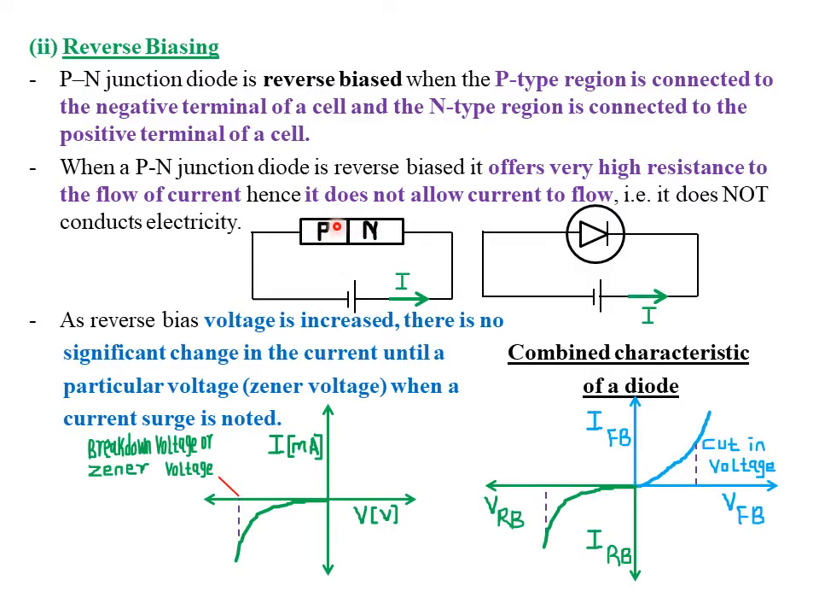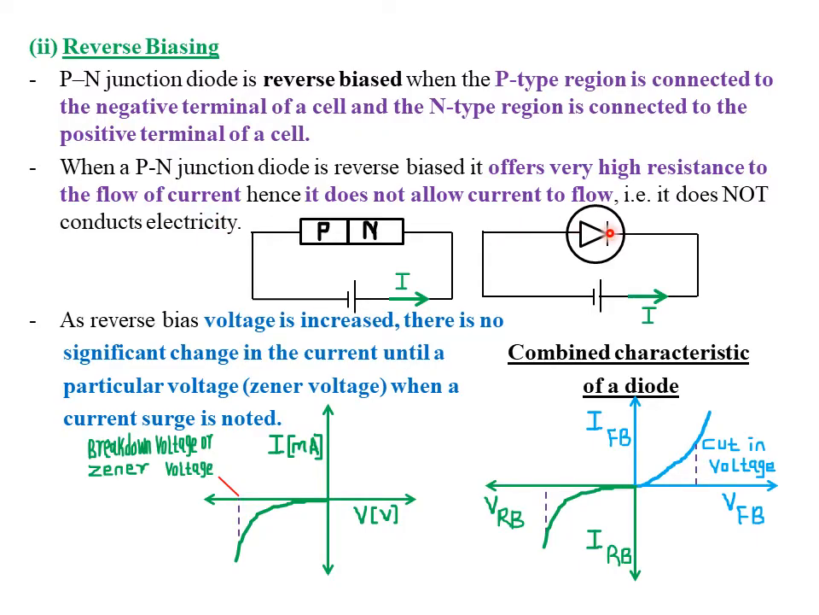For example, this is a reverse biased PN junction, such that you can see that the P-type region is connected to the negative terminal of our cell, and the N-type region of the PN junction is connected to the positive terminal of our source of power, such that as the current flows from the positive terminal, it is going to meet the N-type region. Therefore, this particular PN junction is going to offer very high electrical resistance to the flow of this current. Therefore, when a PN junction diode is reverse biased, it offers very high electrical resistance to the flow of current. Hence, a reverse biased PN junction does not allow current to flow through, and therefore it does not conduct electricity.